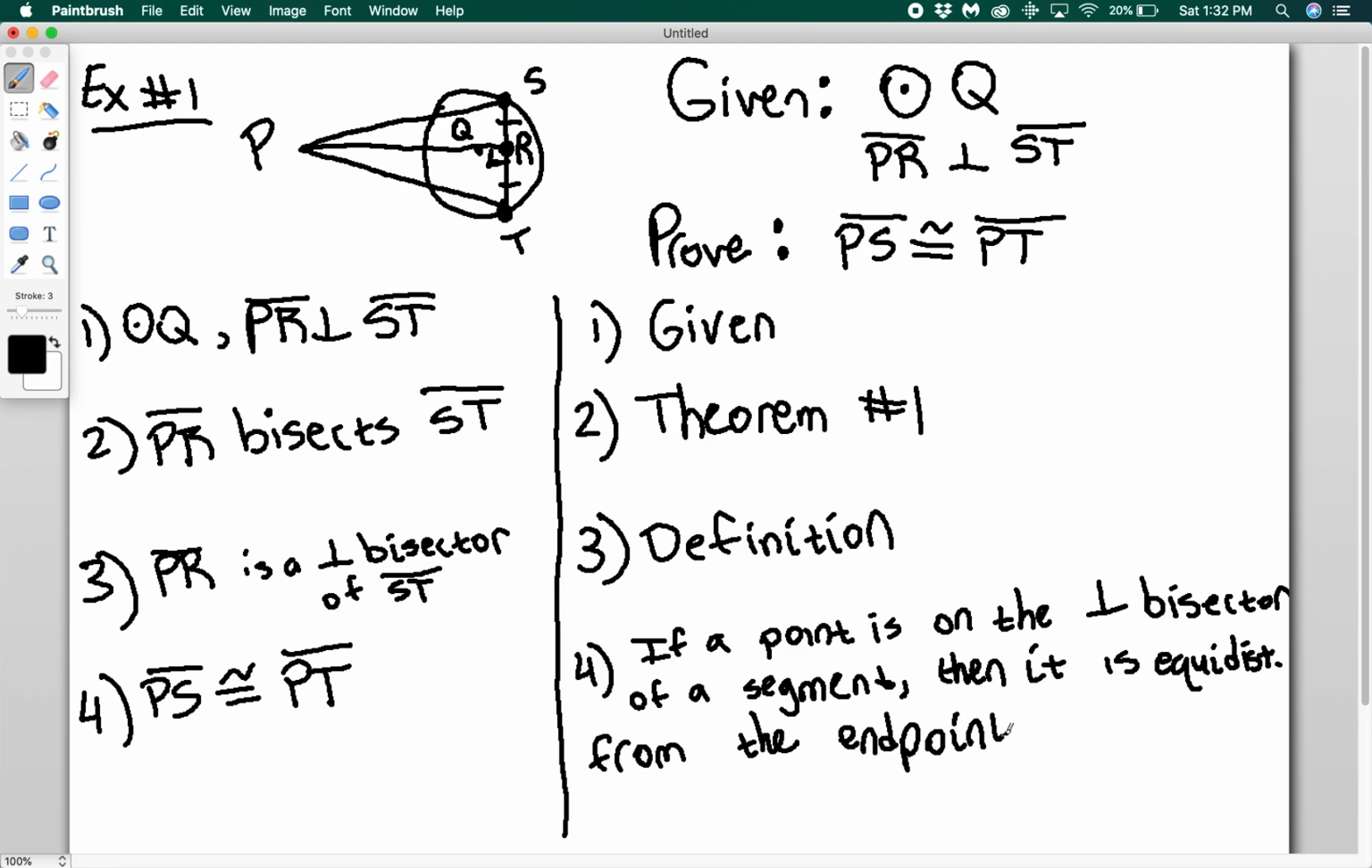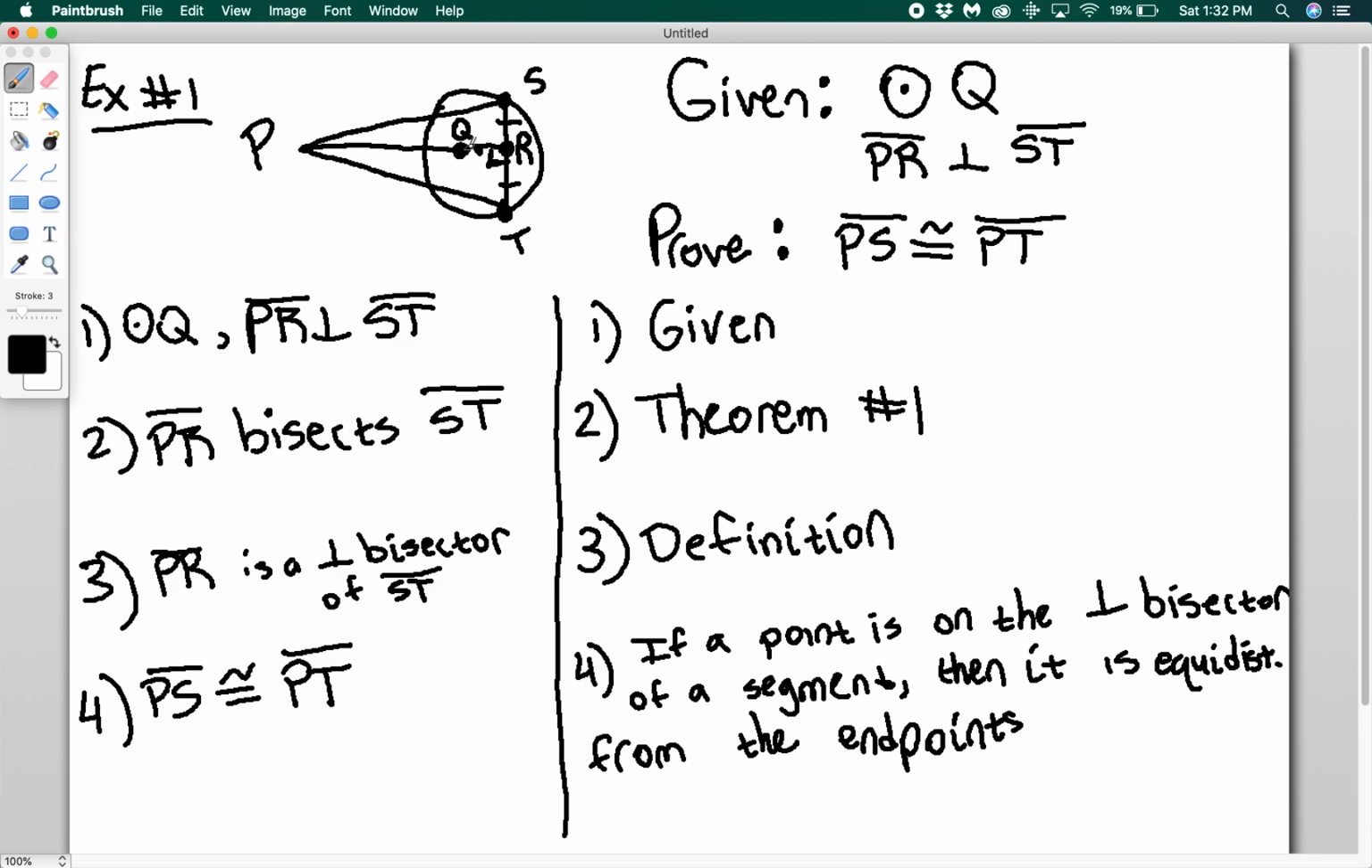And this isn't a specific theorem that we listed on the last page, but think about this for a second. So right here, I know that point R splits segment ST in half. So SR is the same as RT, okay? Now if I take point R and I trace along the perpendicular bisector, every point on it has to be the same distance from S and T, right?